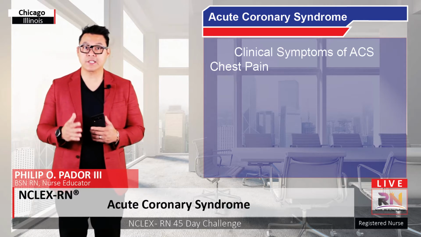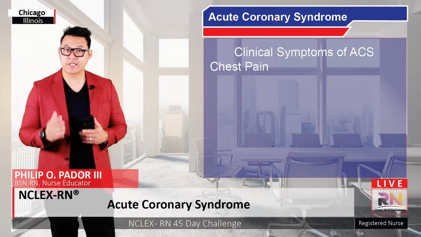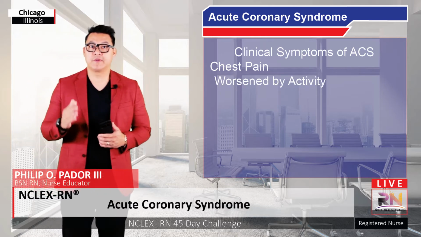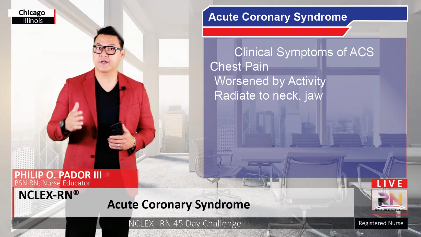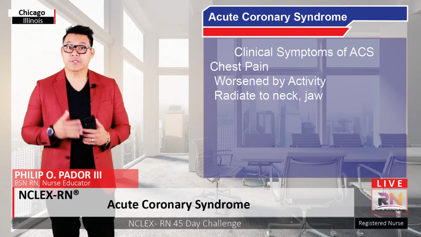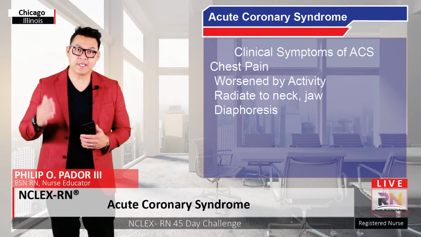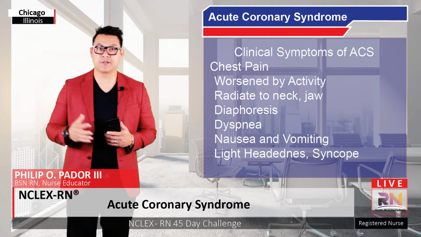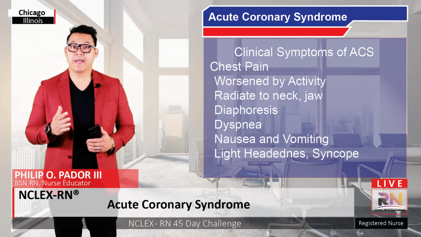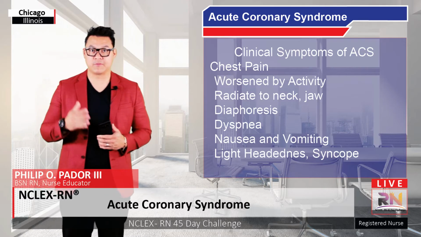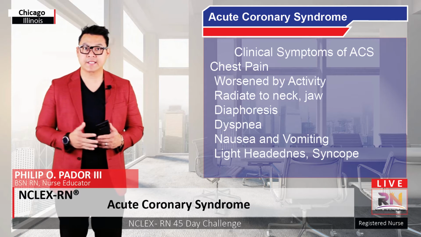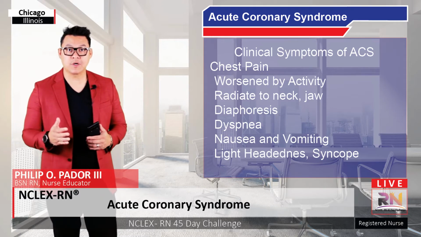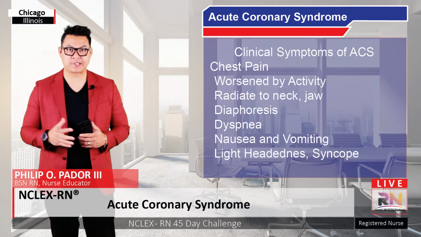Factors that make chest pain more suggestive of cardiac etiology include pain that is worsened by activity, radiates to the arms, neck, or jaw, or is associated with diaphoresis, dyspnea, nausea, vomiting, lightheadedness, or syncope. Keep in mind that chest pain may not be present in women, elderly diabetics, and post-heart transplant patients. These patients may have so-called silent myocardial infarctions.